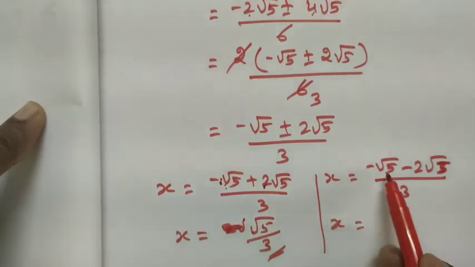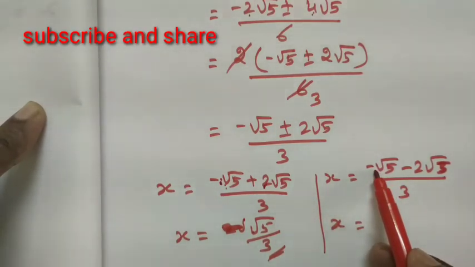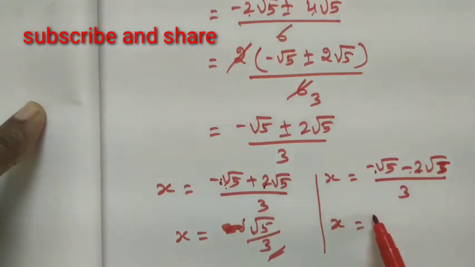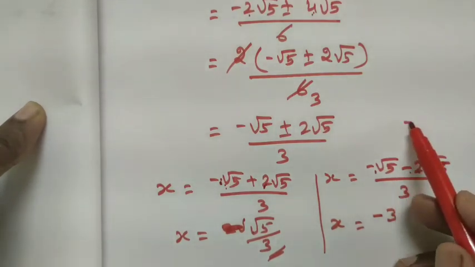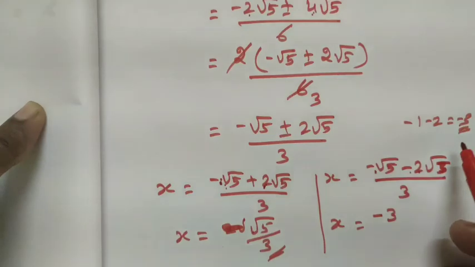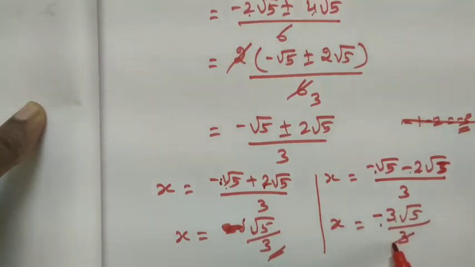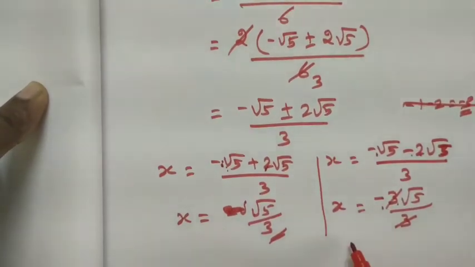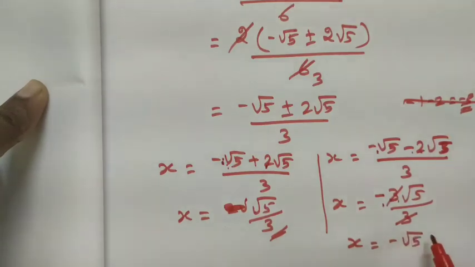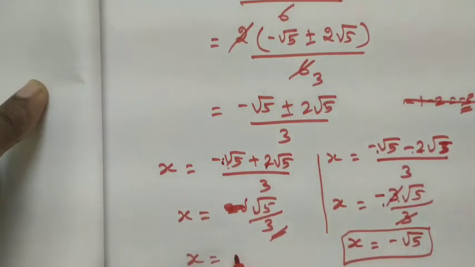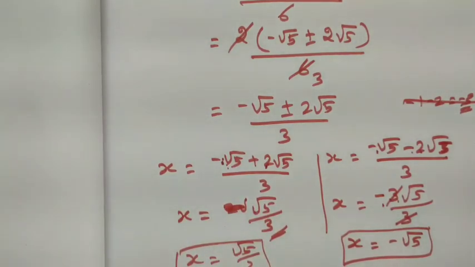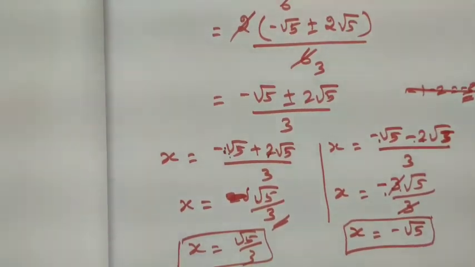Here x is equal to minus 1 root 5 minus 2 root 5, both having minus, so 1 plus 2 means minus 3. So in this form, minus 3 root 5 divided by 3. Here 3 will be cancelled, so x is equal to minus root 5. So x equals minus root 5 and x is equal to root 5 divided by 3. These are the roots of this equation. Thank you, students.